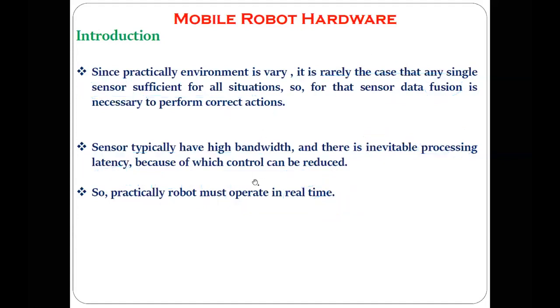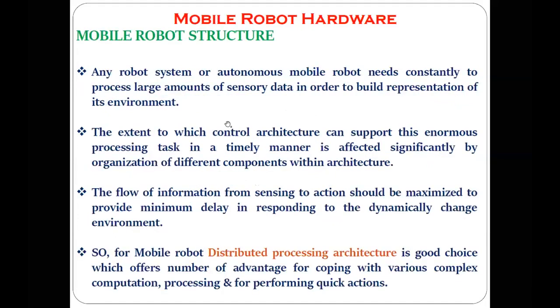Now, in order to achieve these different kinds of things and to get the output from the robot, strong hardware needs to be there in the case of robots. And the kind of architecture design also needs to be selected accordingly. And you know, the robot is always processing a large amount of sensory data in order to take action according to the data it received from the environment. Okay.